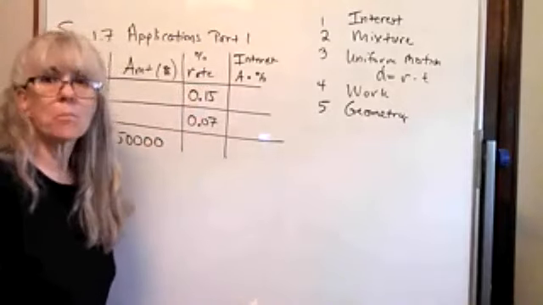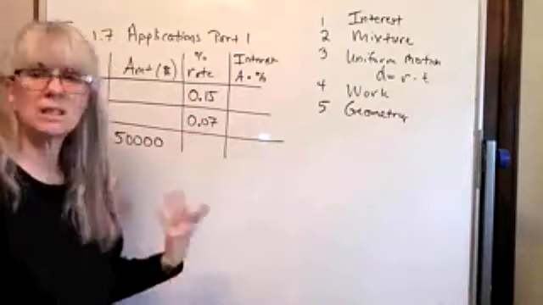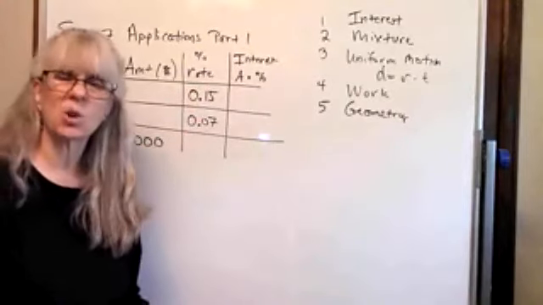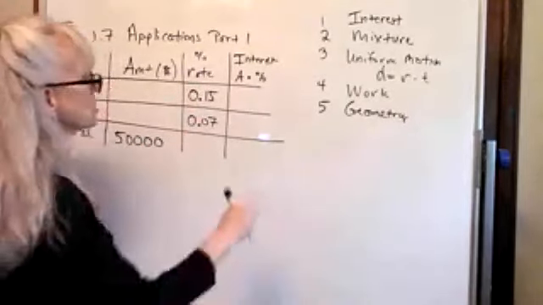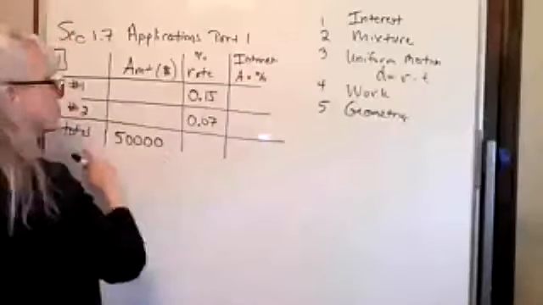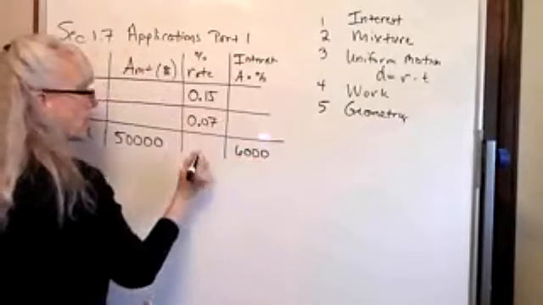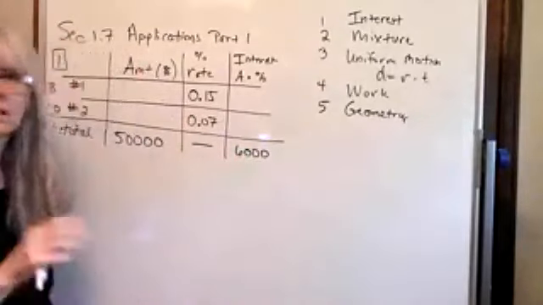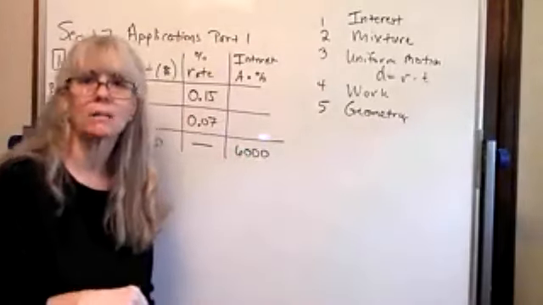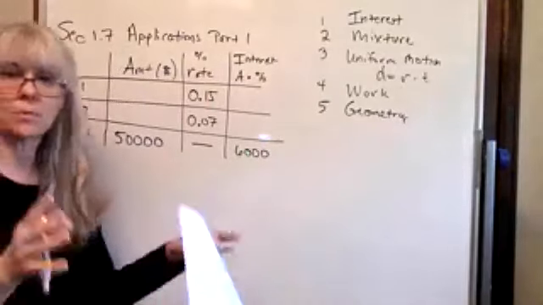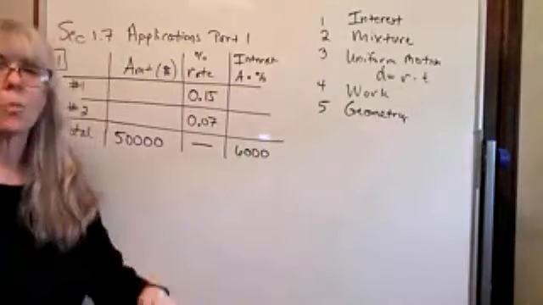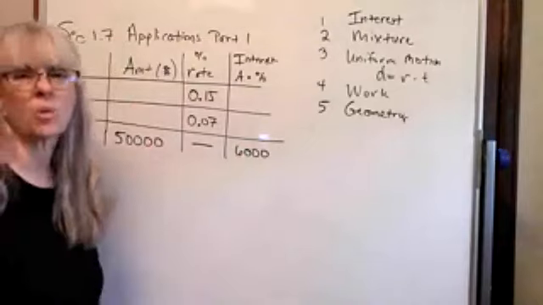The only other number in the entire problem is the 6,000. Well, the 6,000 is the total interest earned. So that's going to go over here. Now I don't have another rate, so I'm just going to put a slash in there to indicate there's no number going into that spot. Okay, there's all the numbers from the problem. So we've now taken the problem, we've organized the information. Now we're going to write the equation.